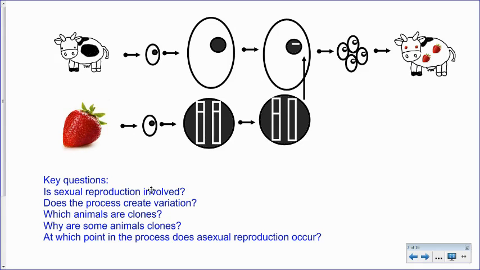So sexual reproduction? No sexual reproduction here. This is more or less identical to that one, other than the one gene. Is there any variation created? Well, yes, this is quite different to that, although it's not variation as we usually think of in biology and in natural selection. There are no clones, and there's no asexual reproduction.